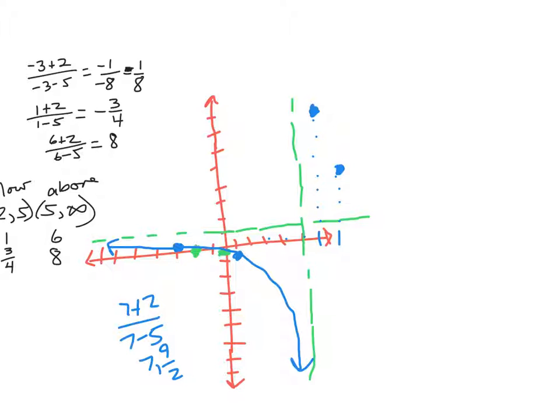And if we put 8 in, 8 plus 2 over 8 minus 5 would be 10/3, which is 3 1/3. So 8 to the right, 1, 2, 3 1/3. So now you got a few more points and get an even better idea what the graph is going to do.